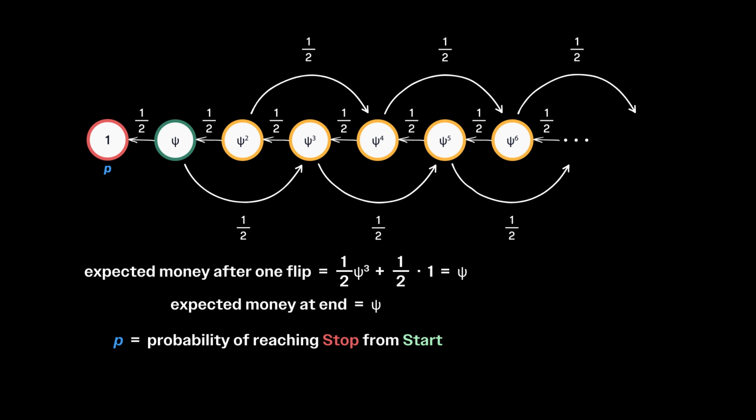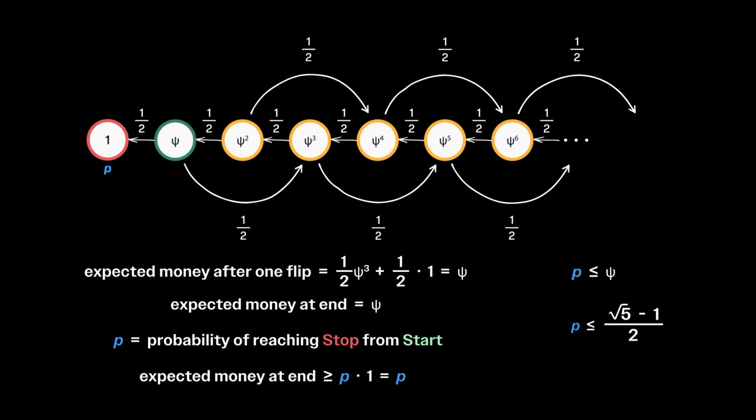So with probability P, we end with $1. That means the expected money we have at the end is at least P times 1, which is P. On the one hand, the expected money at the end is exactly psi. On the other hand, it's at least P. That means P is at most psi. That's the square root of 5 minus 1 over 2. This analysis was with a cutoff of 1,000,000 coin flips, but the same bound holds with a cutoff of 1,000,000,000 or 1,000,000,000,000 flips. By taking a limit, we get the same bound without any cutoff. Hence, we've shown that the probability of success is at most psi.